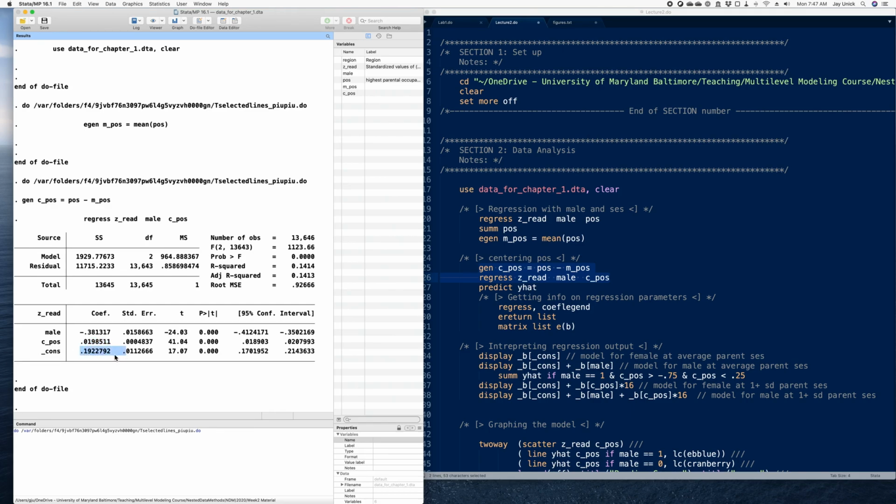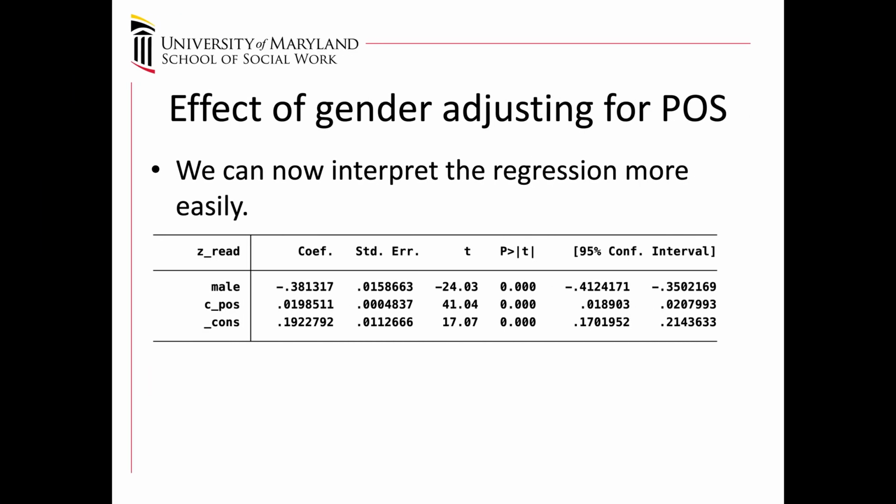What differs is the constant. So now I can interpret this constant. This constant is the mean of a female whose parents have the average occupational status. So a meaningful number in the context of what we're looking for: an average middle class female, we would expect her to have a reading score of 0.19.